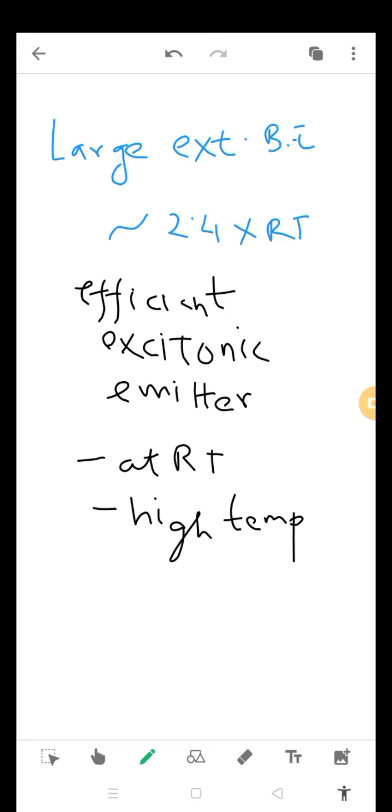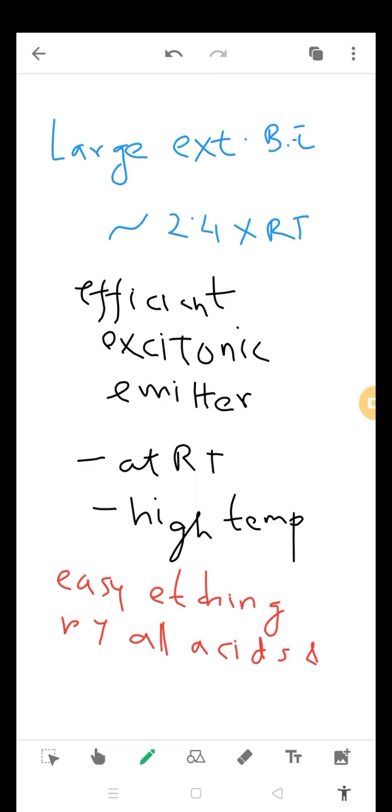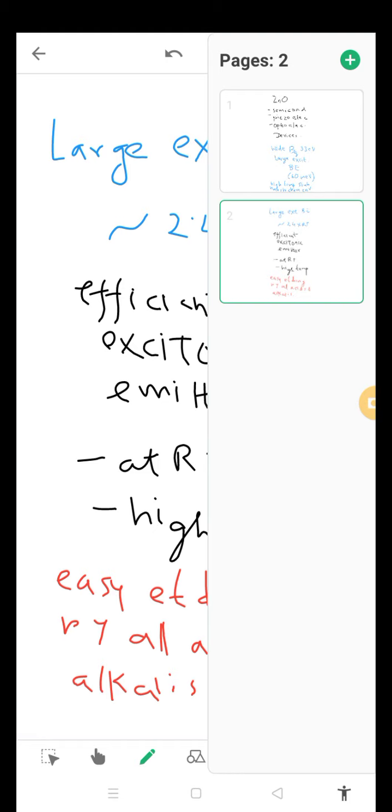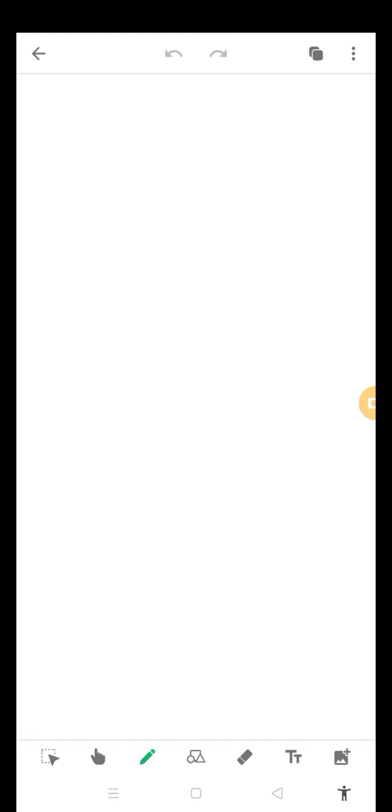Now this stability at high temperature and high energy radiation, it also has easy etching properties, that is, it gets etched easily by all acids and alkalis, and this actually makes zinc oxide preferable to other wide band gap materials for miniaturization of electronic devices.